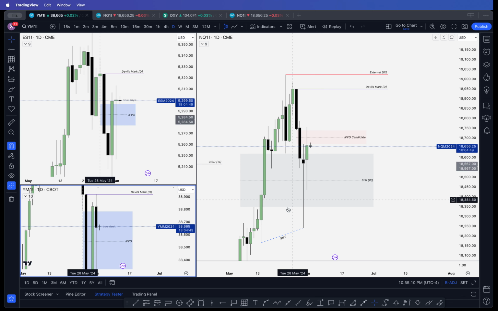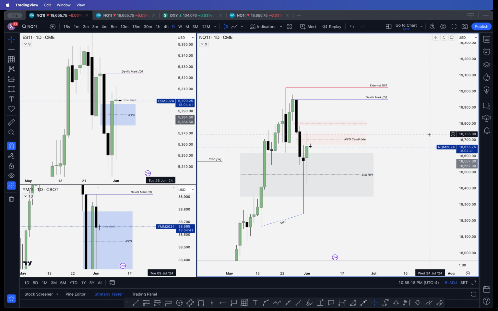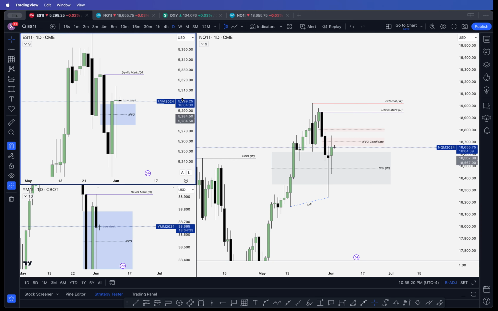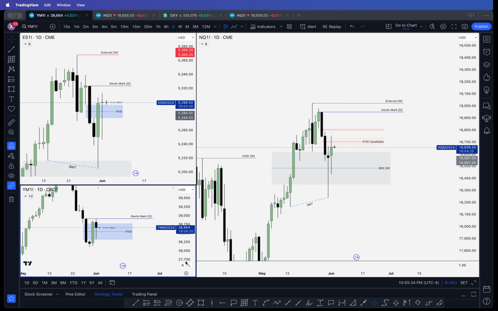NASDAQ still has another bearish inefficiency above market price. Do you guys see that small one? I don't really love that. But I do like the ES. And I do like how the ES has no inefficiencies in this leg anymore. There's nothing. And also, look at SMT candidate. Yeah, 100%, definitely an SMT candidate up here. That's what most likely will happen.